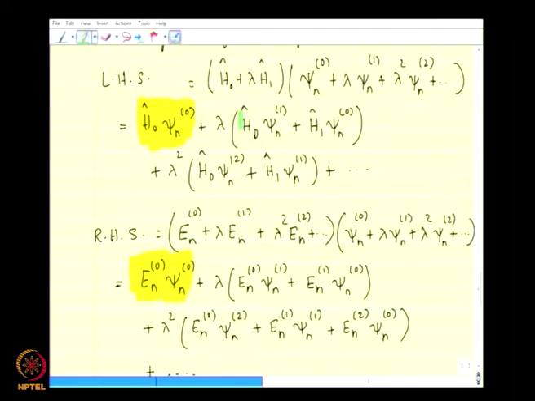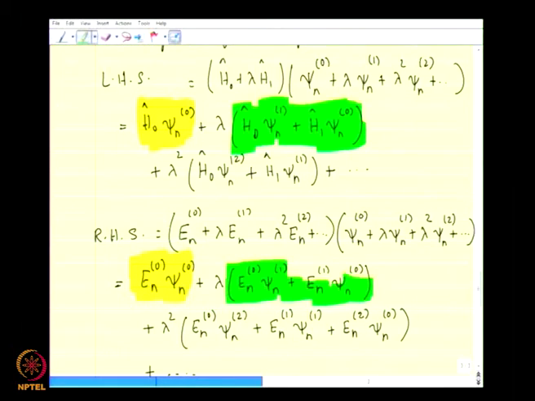Let me use that. Okay, so let us take the first order term in lambda. This is H0 acting on psi n1 plus H1 acting on psi n0, and that should be equal to the same power of lambda on the right hand side, which is En0 psi n1 and En1 psi n0. Okay, so that is the second equation, which is the first real one that we need to solve, because the one in yellow we already know, that is the proposal we started with.